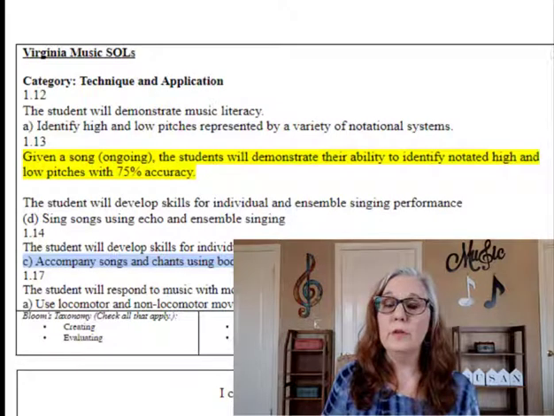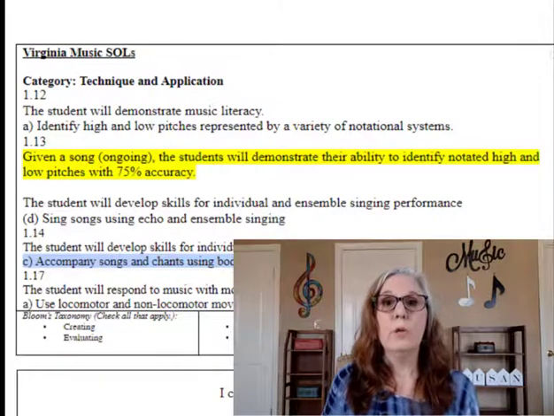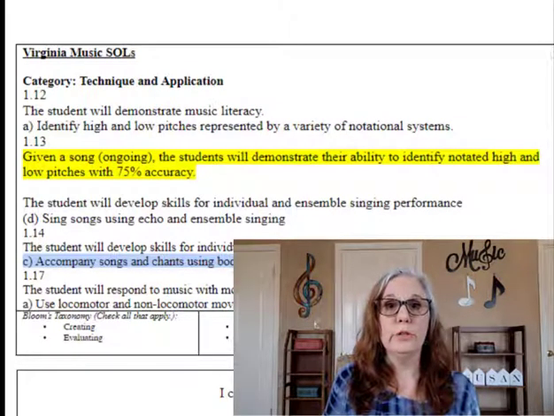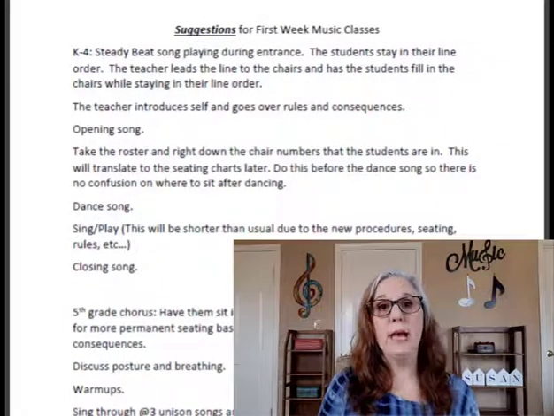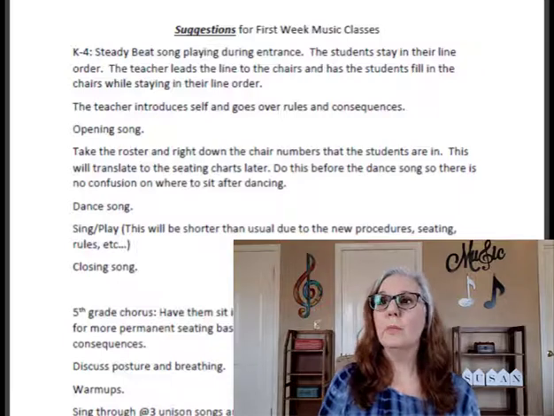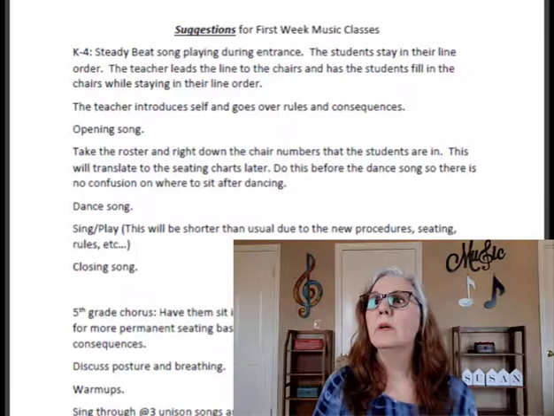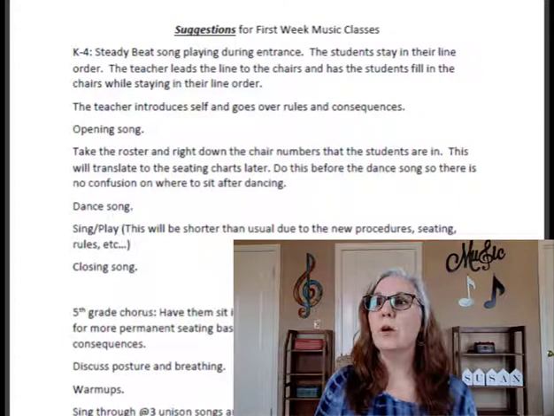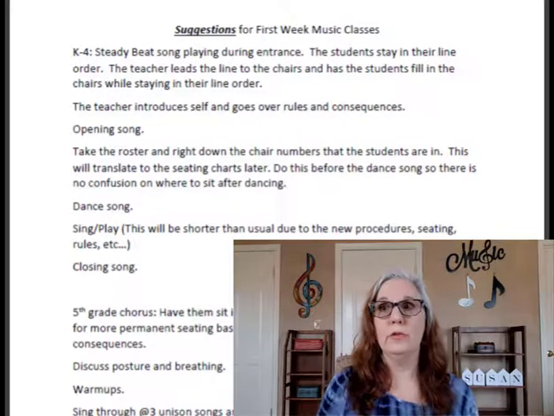I would not put those on your lesson plan unless you are required to do so by your administration. This is how I structure my lesson plan on the first week of school. So if you look up here, it says kindergarten through fourth grade do the steady beat song that is playing while they're entering.